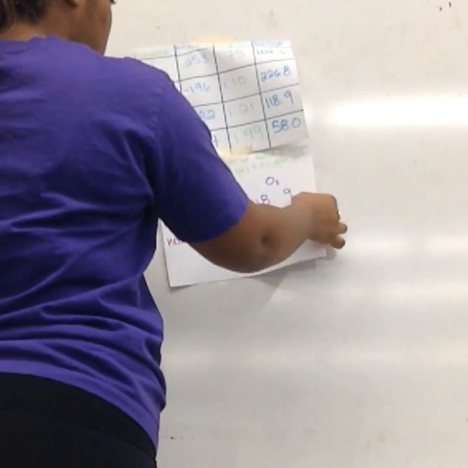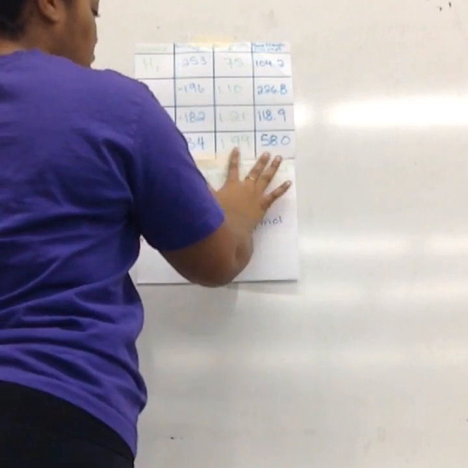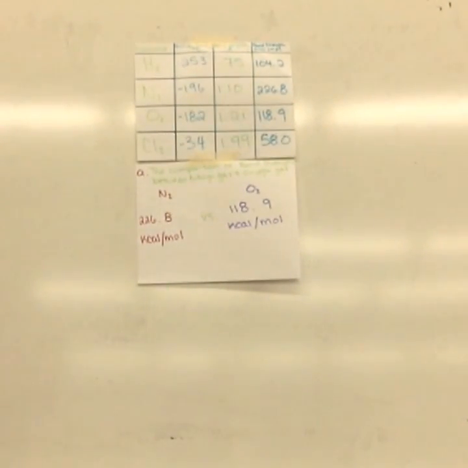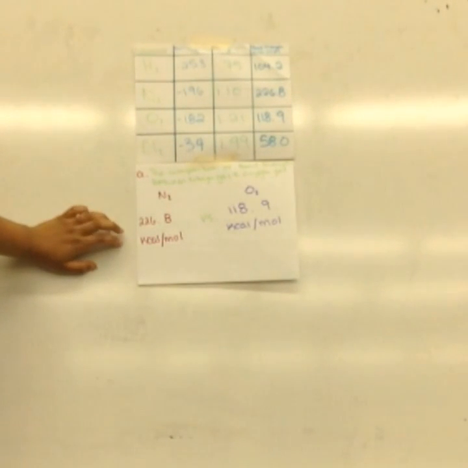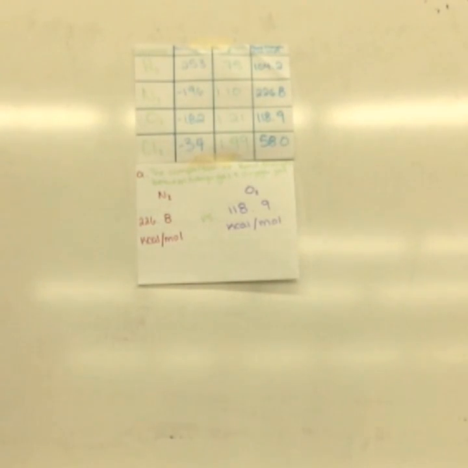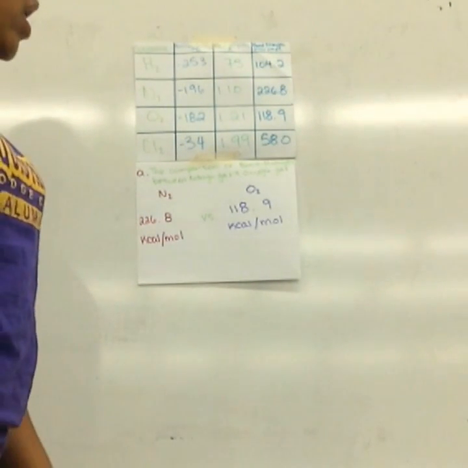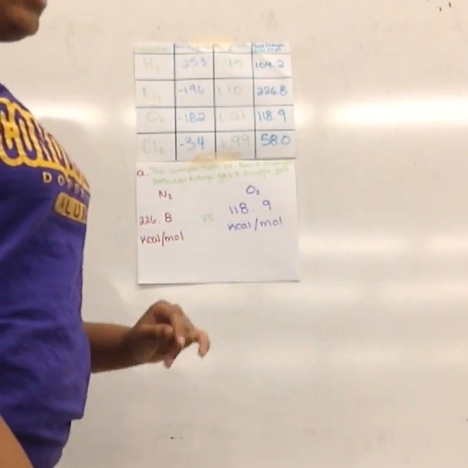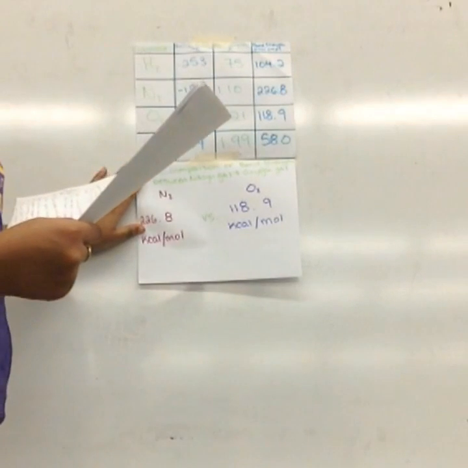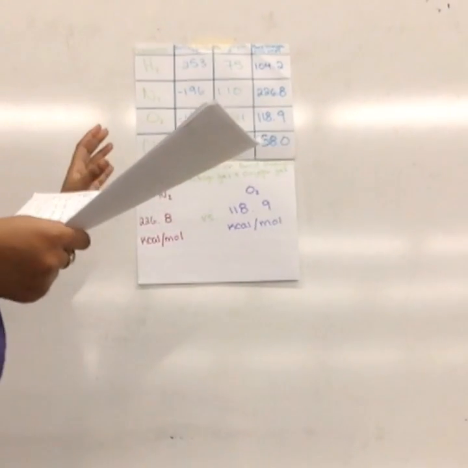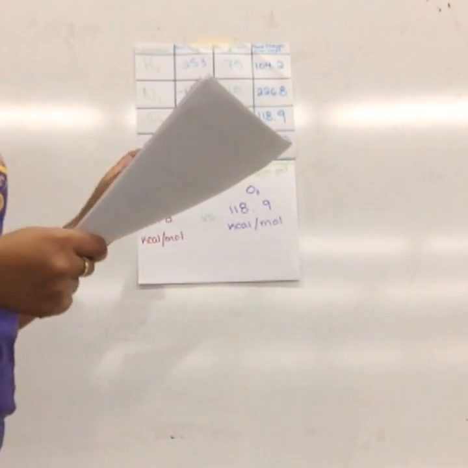Okay, the first one asks us to explain the difference in the properties given for the bond strengths of nitrogen gas and oxygen gas. Nitrogen gas is going to have a 226.8 kilojoules per mole, versus the oxygen that has 118.9. The nitrogen gas has more bonds, so it's going to have a higher bond strength because the atoms are going to be a little bit closer. And the oxygen only has 2 bonds, so the bond strength is going to be a lot weaker, which is going to make it easier to break.